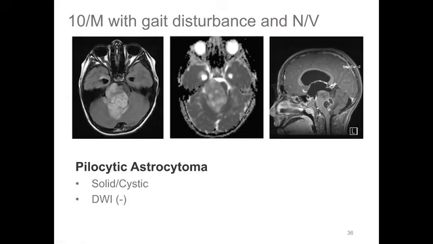So just remember, even if the tumor looks very aggressive and high grade, just look at the diffusion map. If there's no restricted diffusion, that suggests this is probably just a pilocytic astrocytoma.